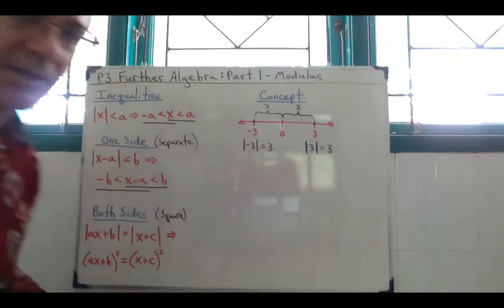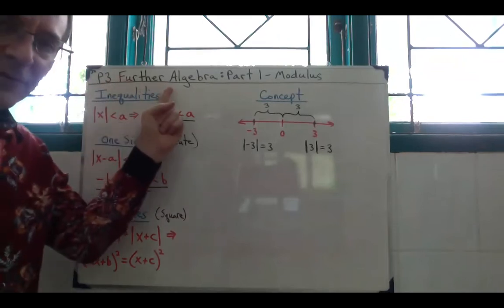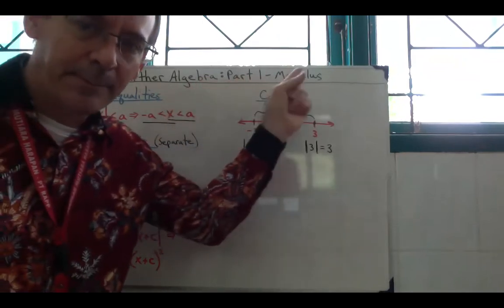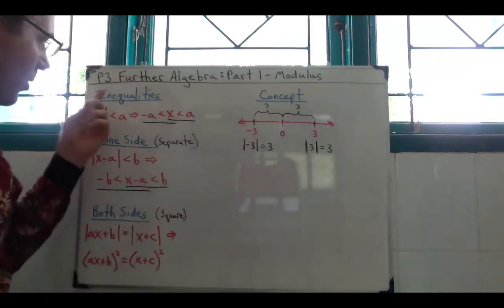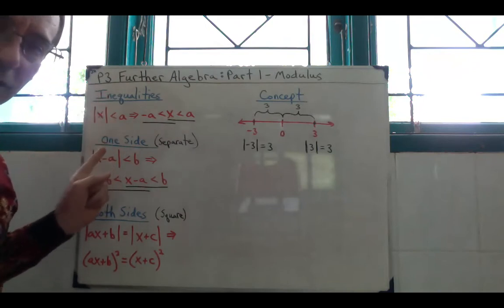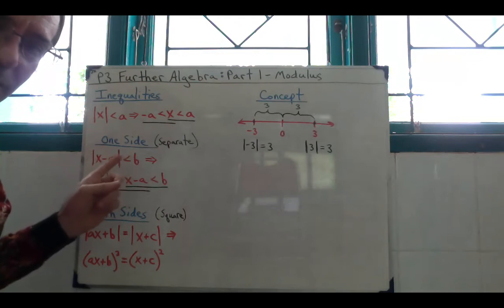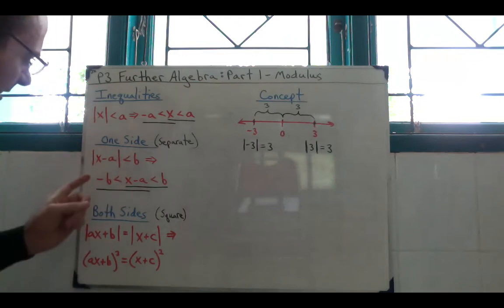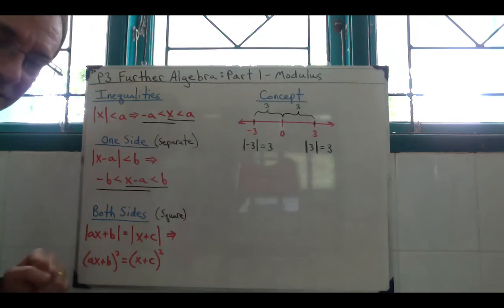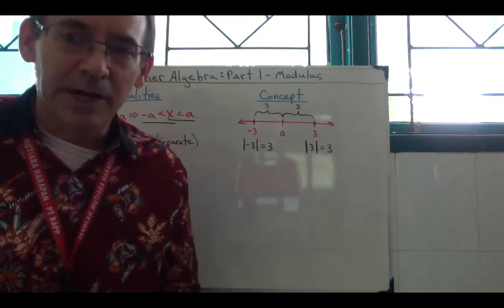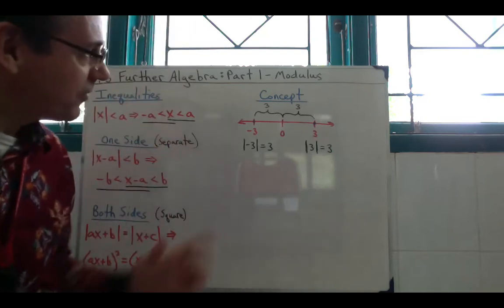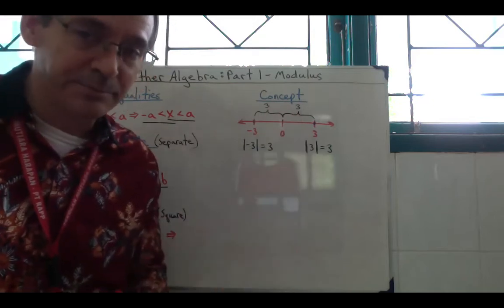This is the beginning of the Cambridge Pure Maths 3 video series. So today we would like to look at Pure Maths 3, Further Algebra, Part 1, Modulus. In Modulus, we want to look at several different things. We want to look at inequalities. We want to look at one-sided modulus, where modulus is one side but not the other. And then we want to look at situations where the modulus is on both sides. And a little bit later, we'll look at sketching a modulus equation. But first of all, let's start with the concept of what is modulus.